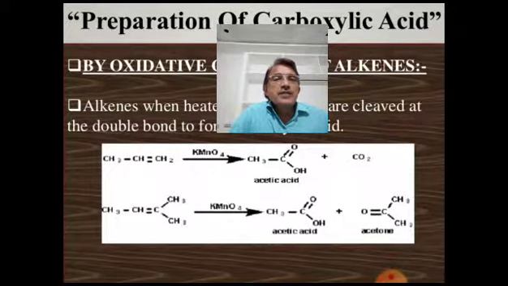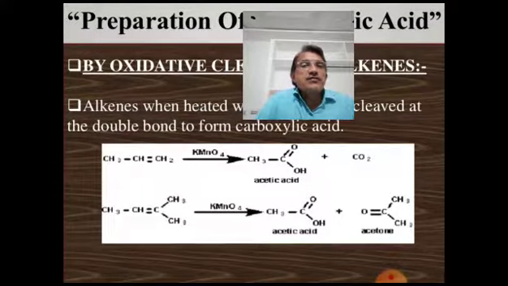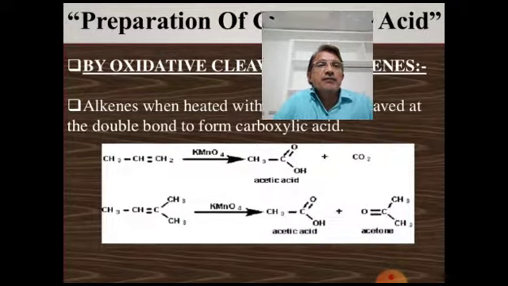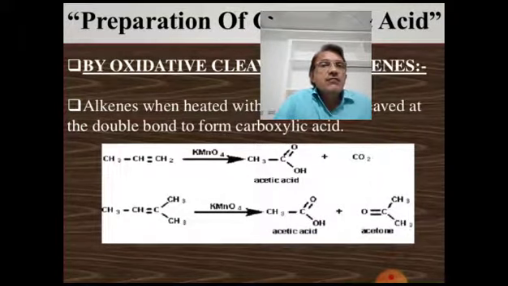Propene, CH3-CH=CH2, on treating with KMnO4, in the presence of potassium permanganate, cleavage of the double bond takes place, resulting in the formation of acetic acid. The double bond is cleaved to form carboxylic acid: CH3COOH plus CO2. So, propene upon oxidation gives ethanoic acid or acetic acid.